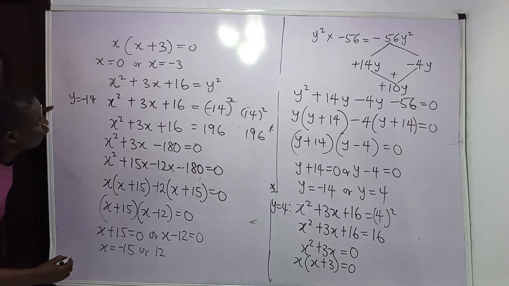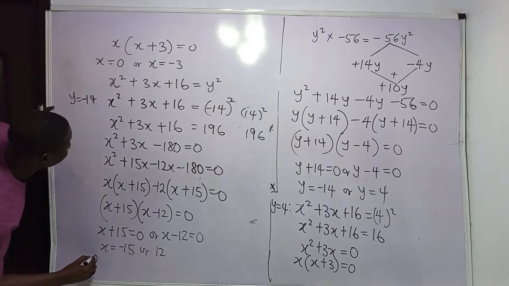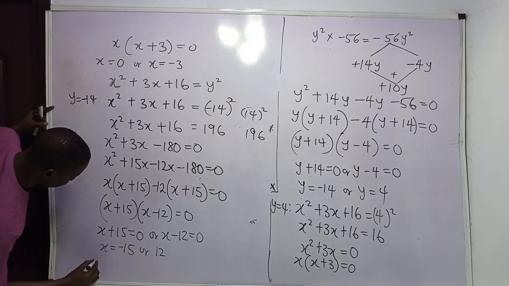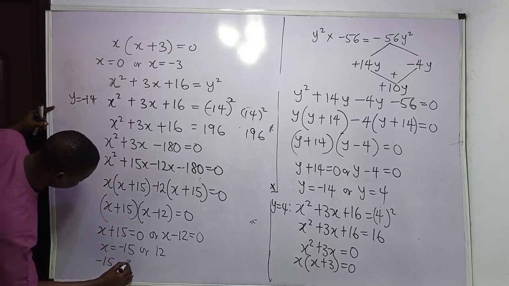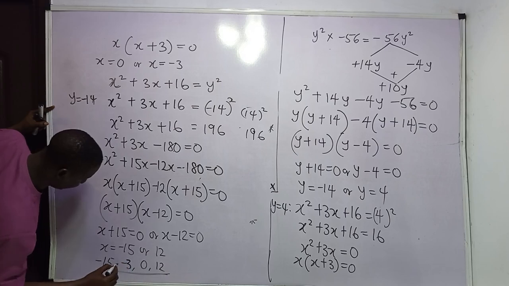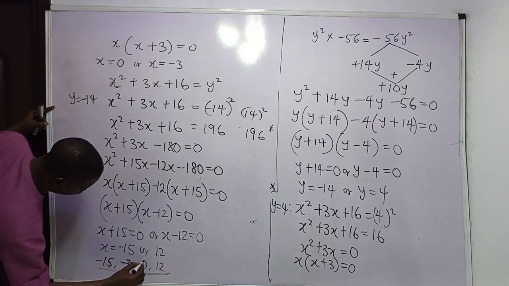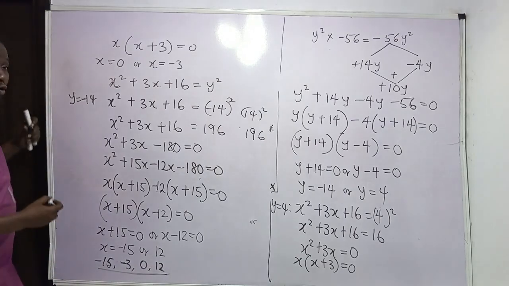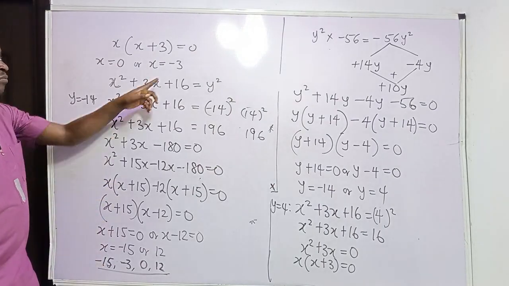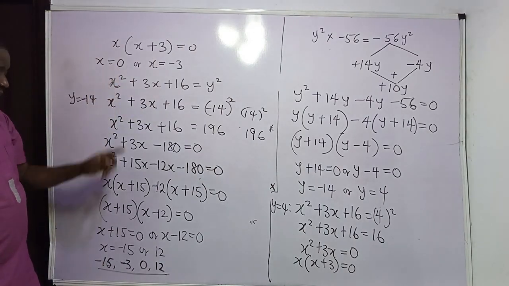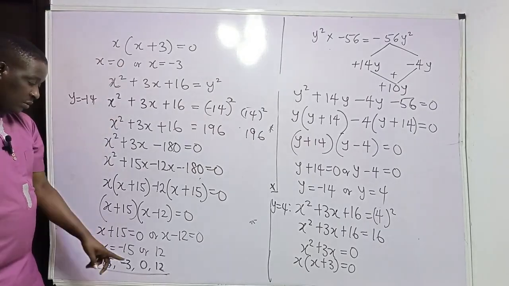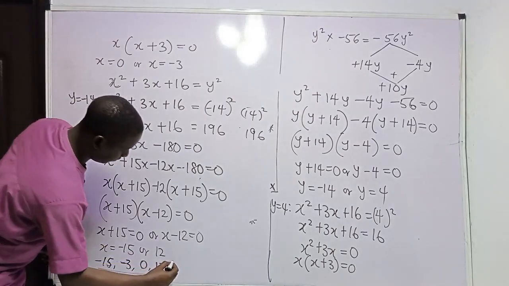So what are the four values of x I would have? Minus 15, minus 3, 0, and 12. These are the four values of x that I would have. That is to show you how complex the equation is. I'm writing them in ascending order: minus 15 first, minus 3, then 0, then 12. These are the values of x.